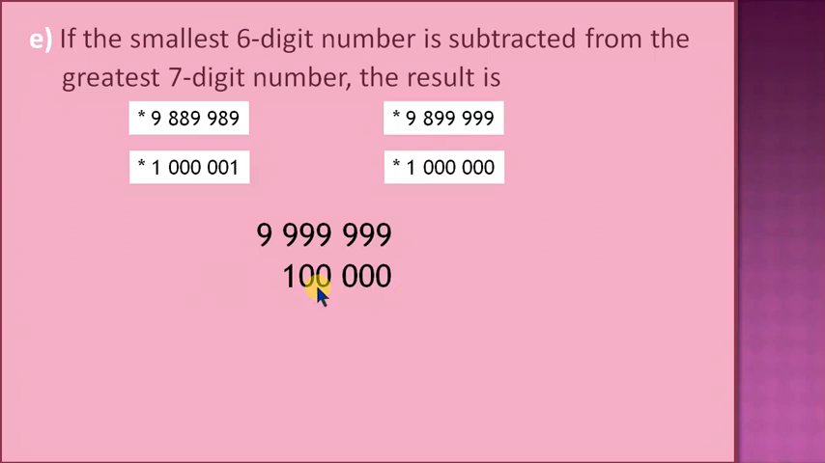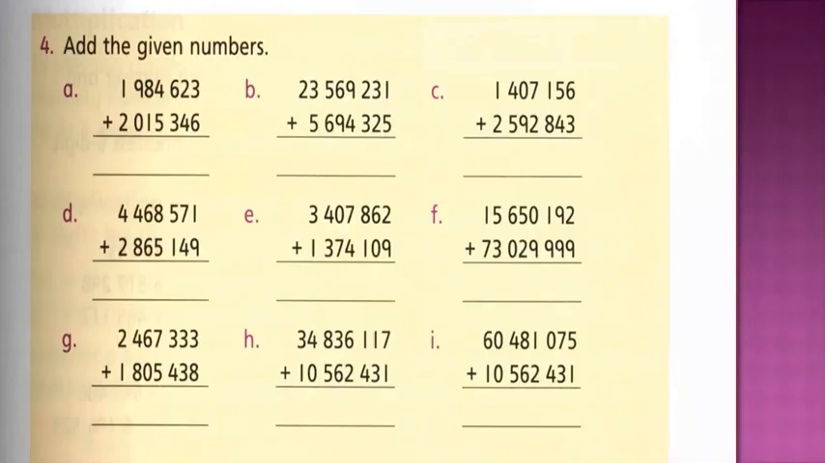Now subtract. Very simple. 9,999 and 9 and 8 and 9. 989. This is your answer. Yes, you are right. 9,899,999 is your answer. Inshallah, I hope you will do questions 1, 2 and 3 on your own. Now question 4, add the given numbers.